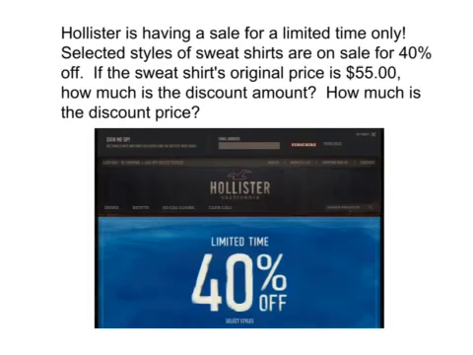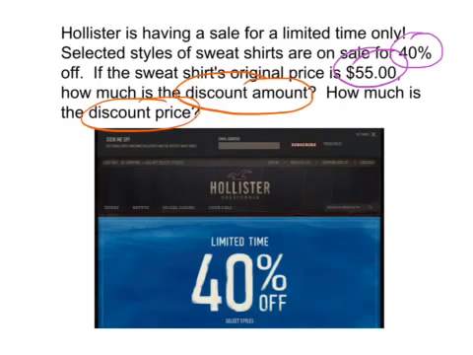A lot of key words in this question. First, we have to find the discount amount. After we have found the discount amount, they're going to ask us to find the discount price. Well, in order to pull out that information, we need to focus on the two important pieces of information given to us. First, the discount rate. The store is offering a 40% off sale. So 40% is your discount rate. Second, the whole amount of the sweatshirt, which was $55.